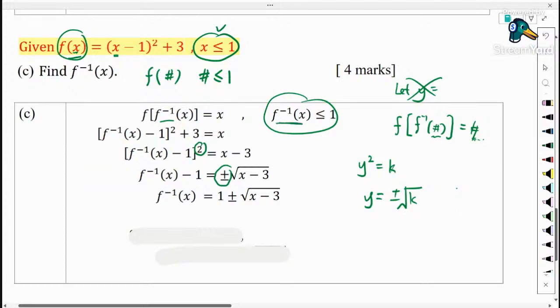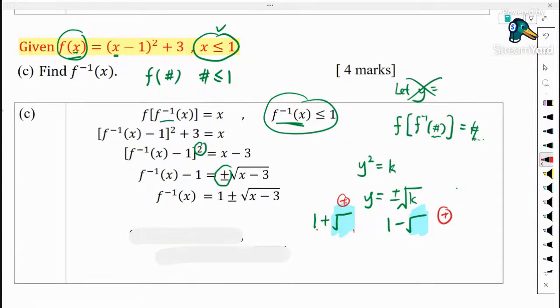The condition says that your f inverse must be less than or equal to 1. So how will you decide here? Watch out, I have 1 plus square root and I have 1 minus square root. The square root is always a positive number. If 1 plus a positive number, the result is always greater than 1, or maybe the square root can be 0 as well, so 1 plus 0 is equal to 1.